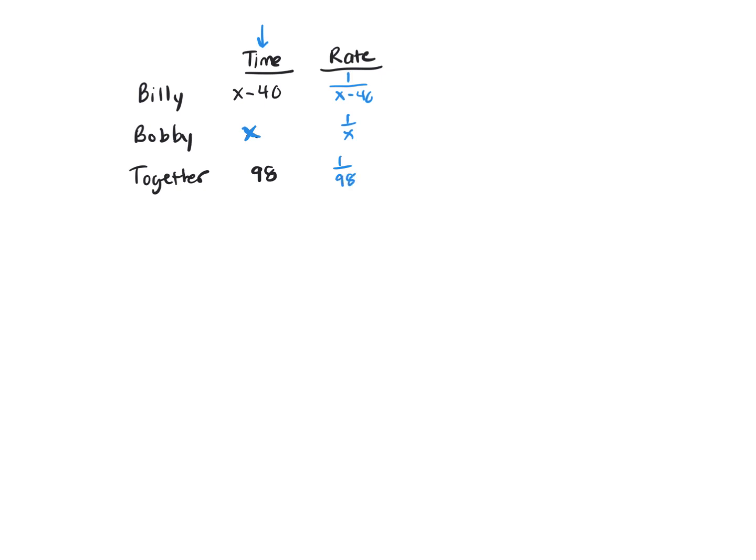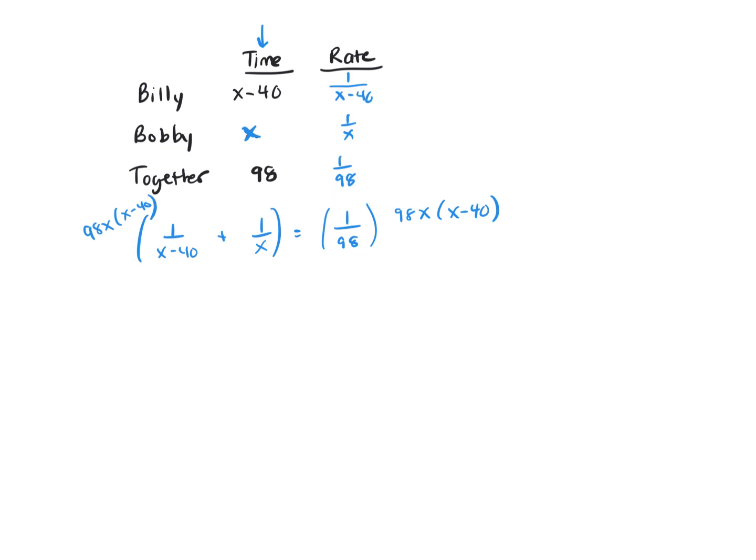That represents, like Bobby's is 1 over X. He does 1 over X of the job working with somebody else. And the way you write your equation, you sum Billy and Bobby's rates. So 1 over X minus 40 plus 1 over X equals 1 over 98 together. And that's your equation. Now you need to clear your fractions by multiplying every term on both sides by the LCD, and the LCD would be 98 and X minus 40.